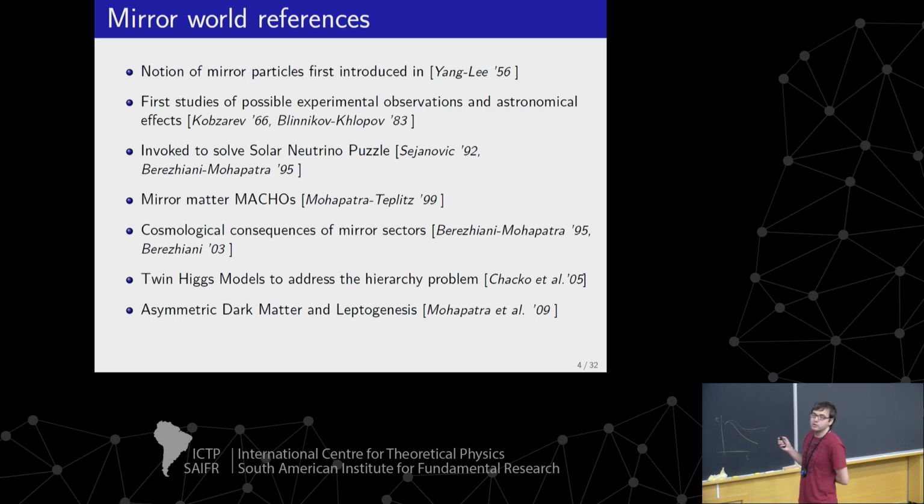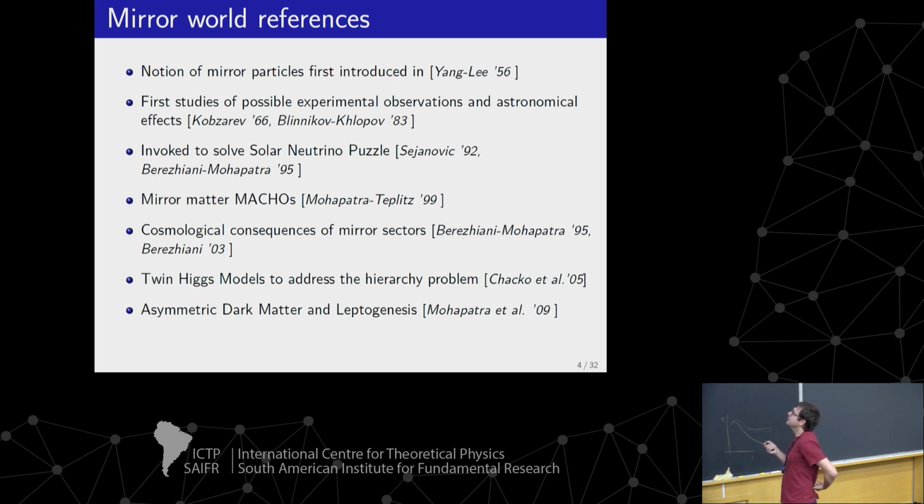This is a small list, it is incomplete, so I apologize for not being able to provide a full list, but I just want to sketch the most relevant steps. The first experimental observation study was done by Kobzarev in '66. By the way, if you look for this paper on Inspire, I could not find the reference. Maybe it is in some Russian repository, I don't know. And astronomical effects of this mirror world were studied by Blinnikov and Khlopov in '83. Even if you are not able to find it, you will be reminded by an automatic email. I don't know if everyone experienced an email. At the beginning, we forgot to cite him. So that's why.